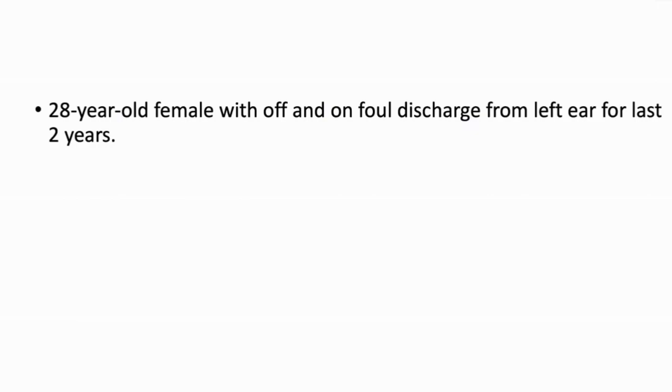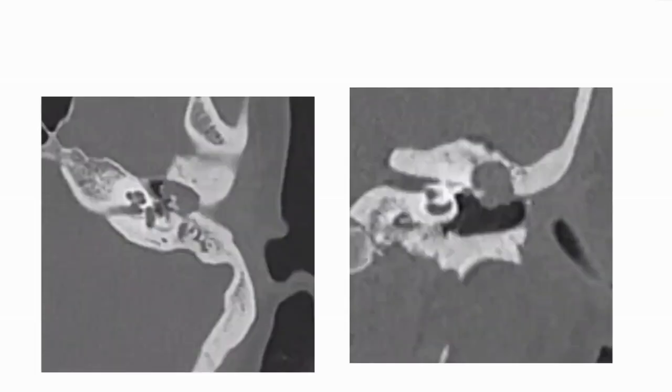28-year-old female with off and on foul discharge from left ear for the last 2 years. Okay, so this is HRCT temporal bone. There is a soft tissue density area involving the epitympanum and the middle ear. There is associated eroded scutum, and the middle ear bones are displaced. The roof of the middle epitympanum appears intact.